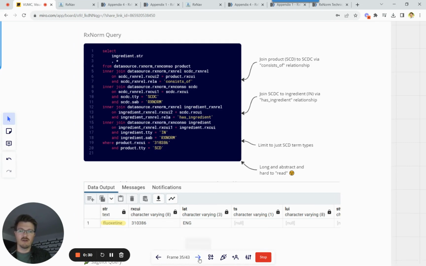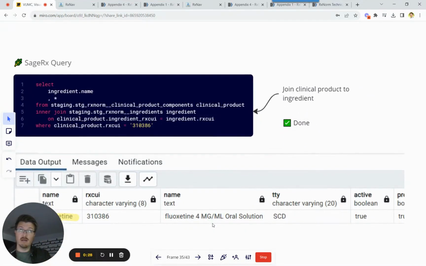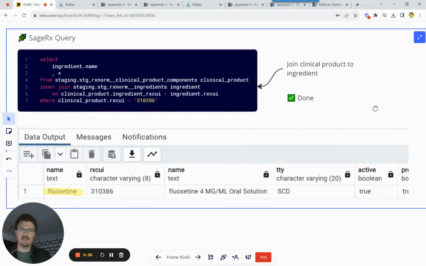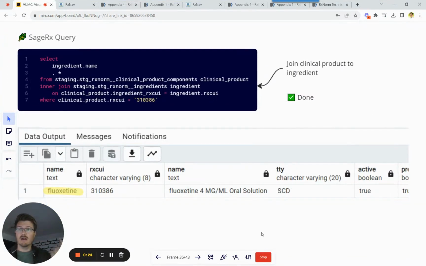One of the things that I want to talk about, probably in the second half of this, is a different way to think about the data in RxNorm. Instead of associating things with term types and relationships, just being able to capture them in conceptual ideas like clinical products and ingredients. And you can see this query is much simpler. You're basically going from a clinical product table to an ingredient table and specifying the RxCUI you want, and you get the same answer. So we'll talk more about that in the next talk.